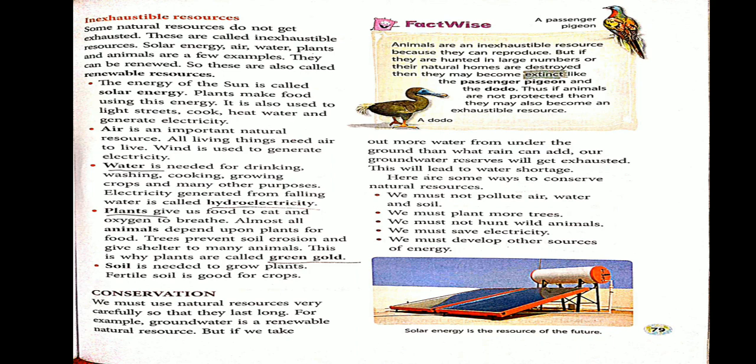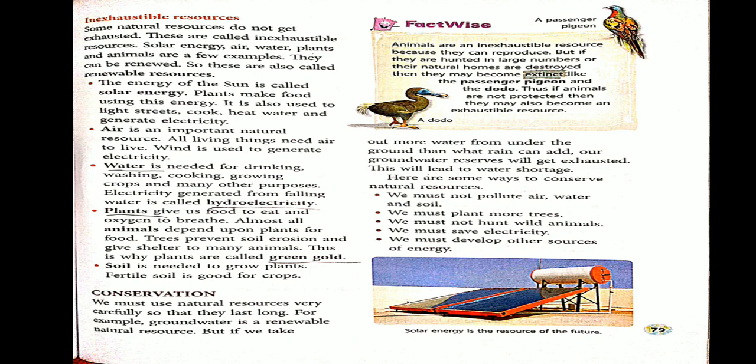Now, we must use natural resources very carefully so that they last long. For example, groundwater is a renewable natural resource, but if we take out more water from under the ground than what rain can add, our groundwater reserves will get exhausted. This will lead to water shortage.